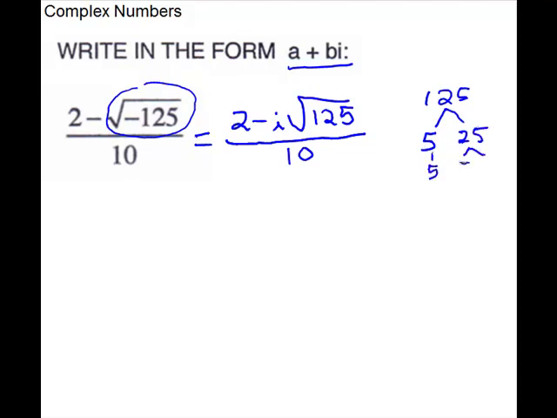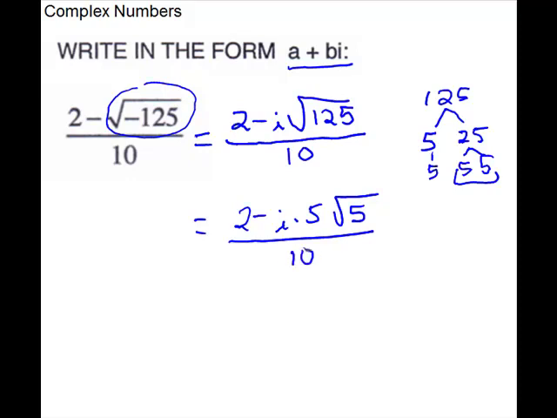You can go all the way to primes, or if you realize it right here, you could take the 5 out. So for a group of 2, 1 will go out. So we have 2 minus i times 5 times the square root of 5. 1 is left. All over 10. And now we can go ahead and break it apart. Put each one over that 10. So we have 2 over 10 minus i times 5, or 5i over 10, times the square root of 5.